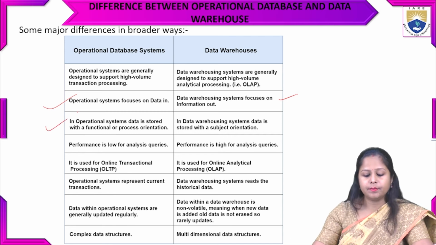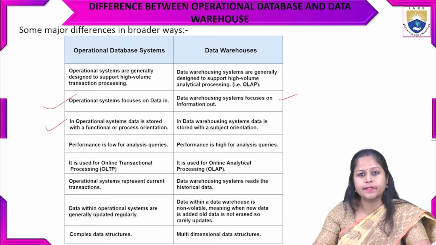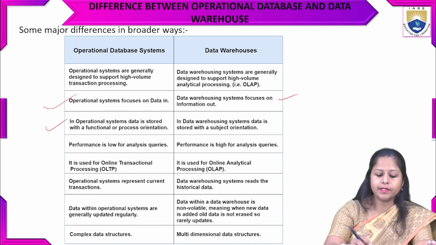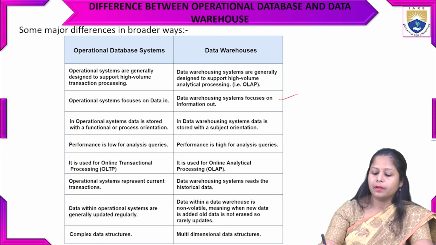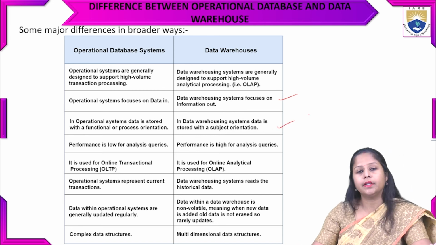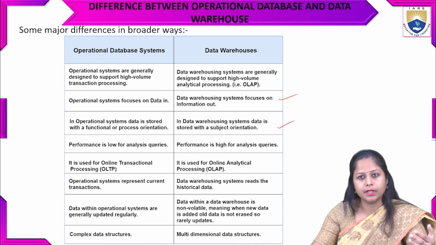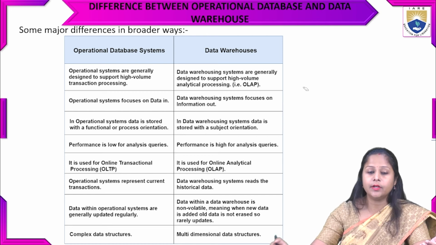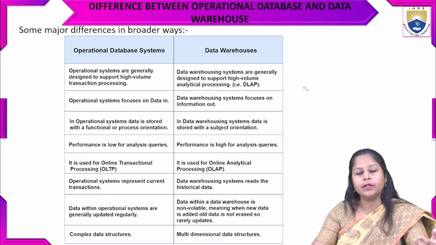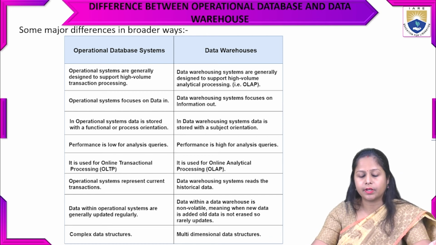In the operational database, data will be stored with a functional orientation. So there will be a structured and functional orientation to store the data. But in the data warehouse system, the data will be stored with a subject orientation. That is basically domain oriented. So data will be stored as subject oriented.